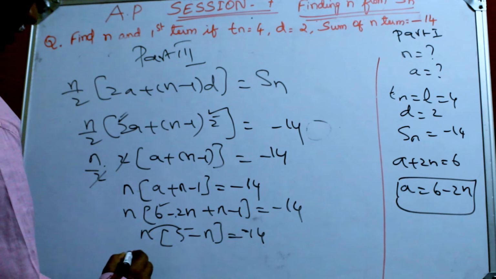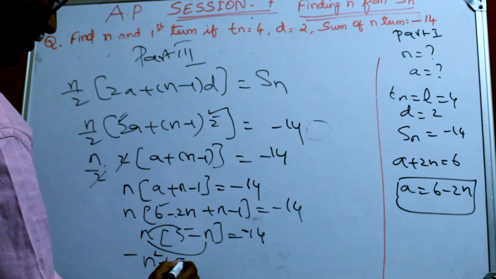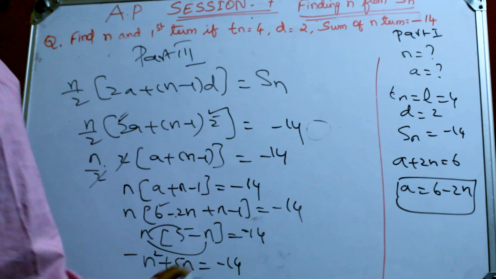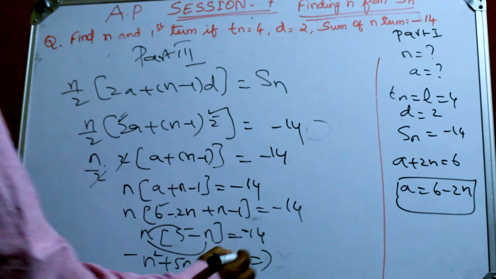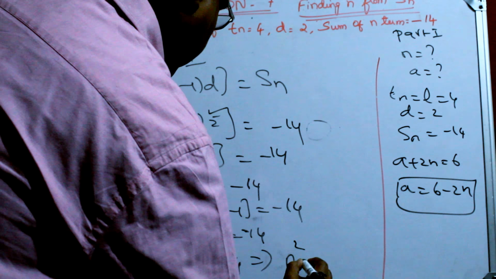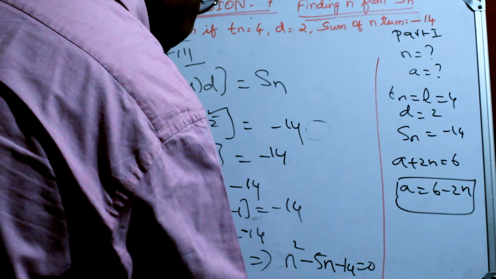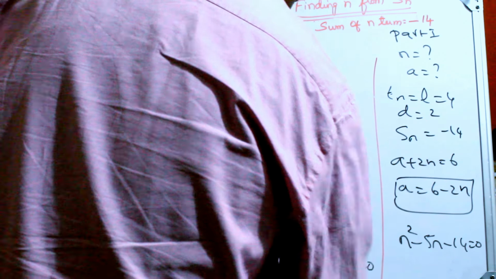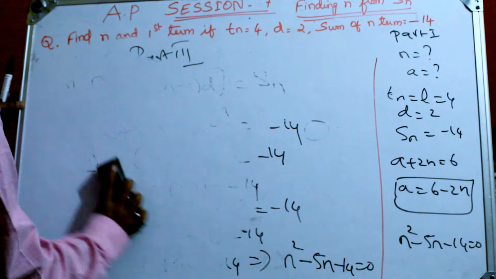When you expand, you get minus n square, plus 5n equal to minus 14. So when you bring everything to one side, because n square should be positive, take that side, you get n square minus 5n minus 14 equal to 0. So this is actually part 3. This is a quadratic equation. You will split the middle term and solve it.